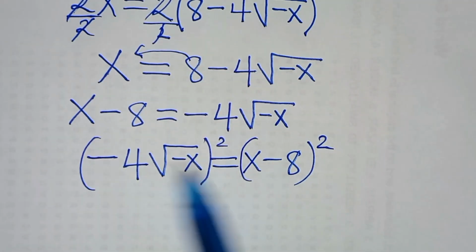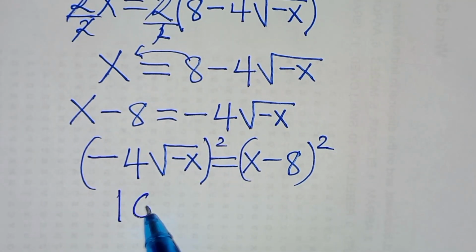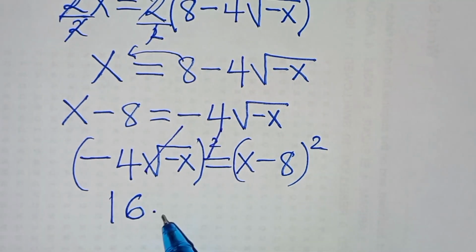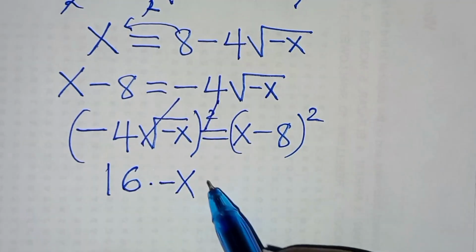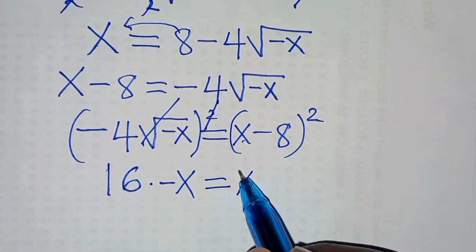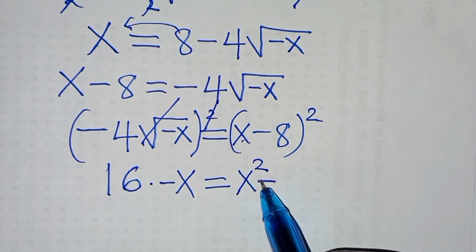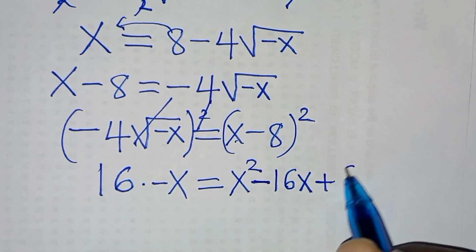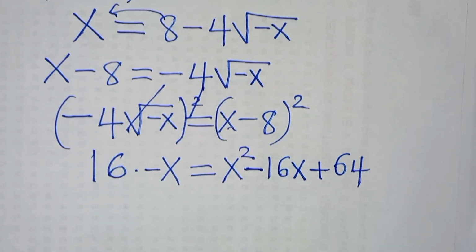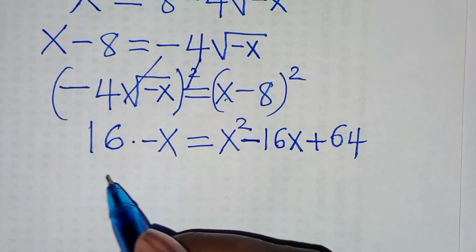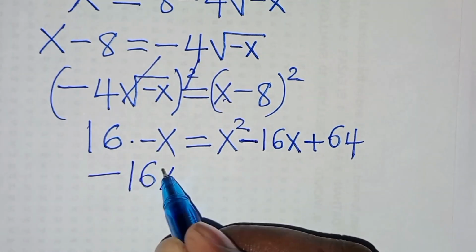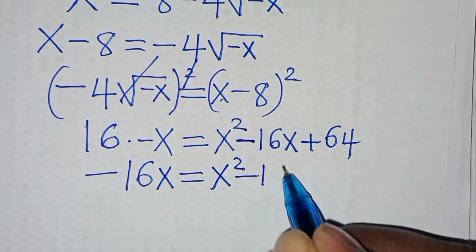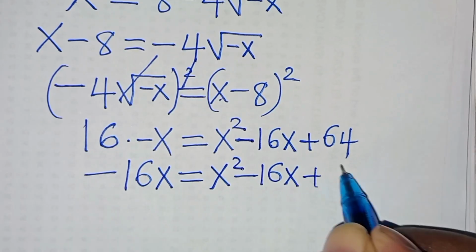So here we have minus 4 squared, this is 16, multiplied by the square root of minus x squared. We eliminate the square root sign, so multiplied by minus x. This is equal to x squared subtract 16x, then plus 8 squared, which is 64. So here we have minus 16x equal to x squared subtract 16x plus 64.